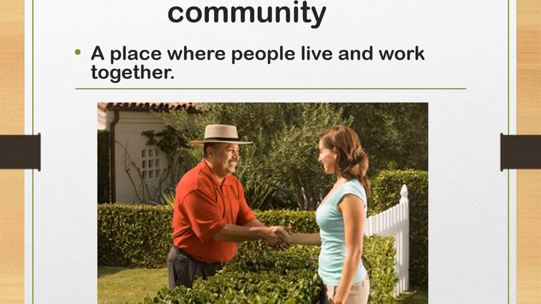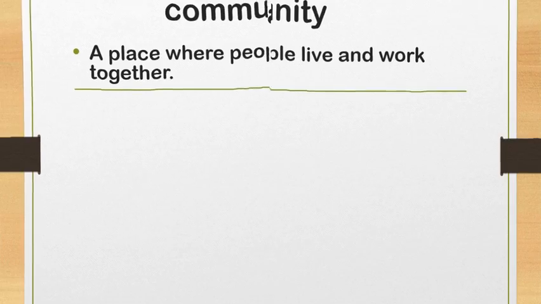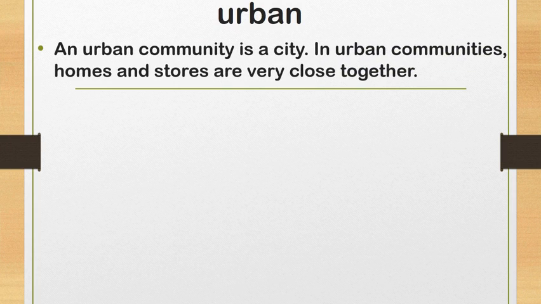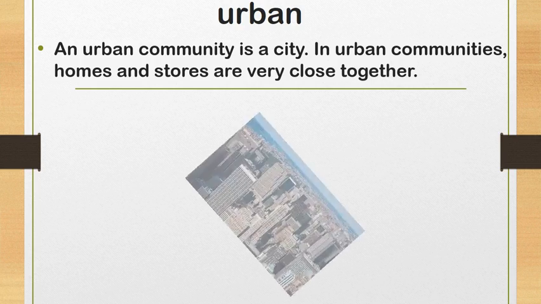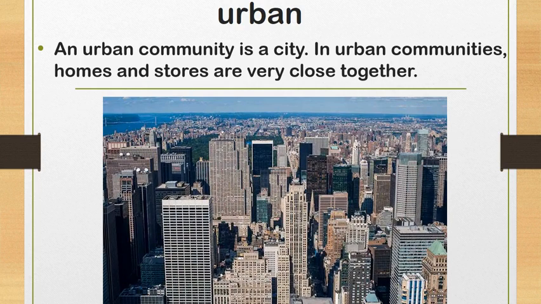Community, a place where people live and work together. First, there's something called an urban community. An urban community is a city. In urban communities, homes and stores are very close together. Here's an example of an urban community. Notice that there are tall buildings and there's not a lot of vegetation or plants.